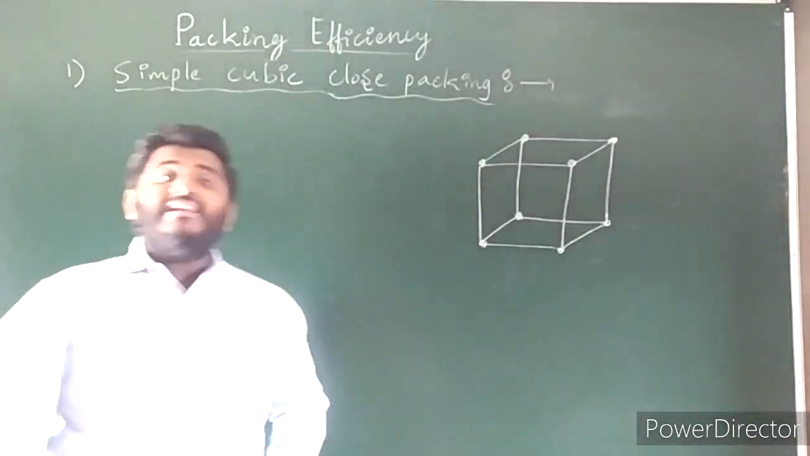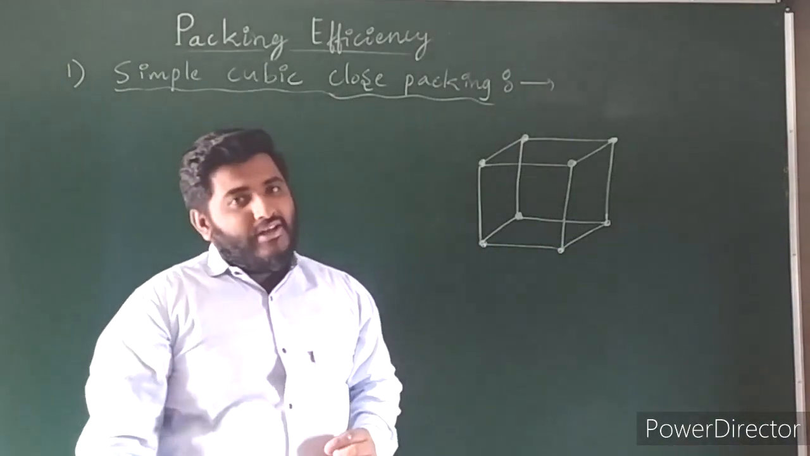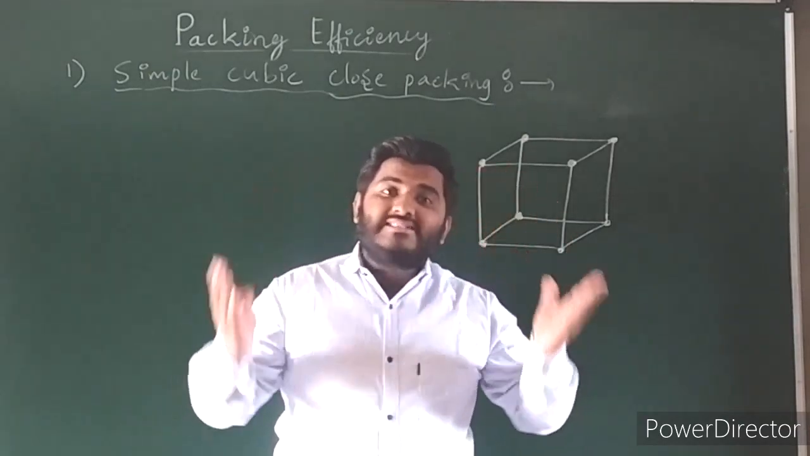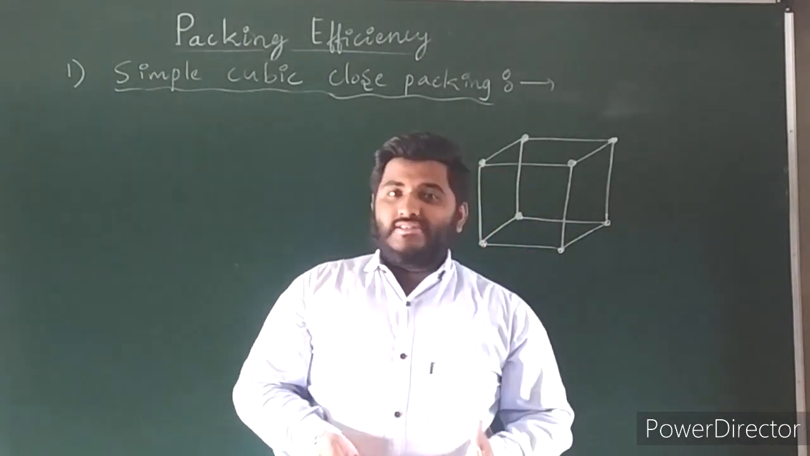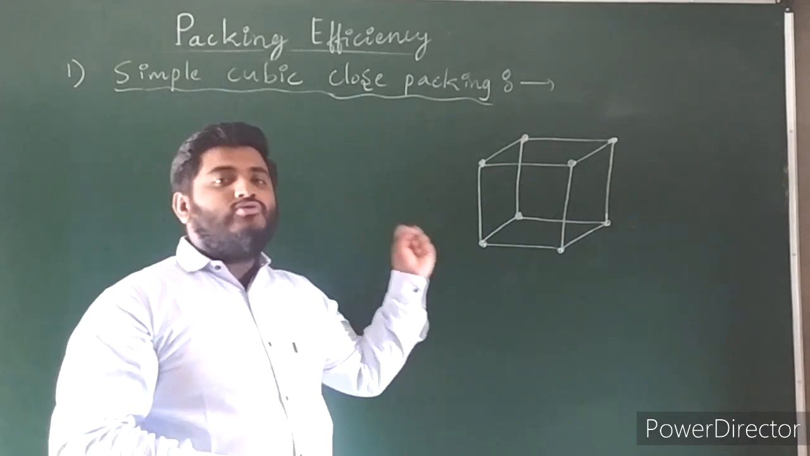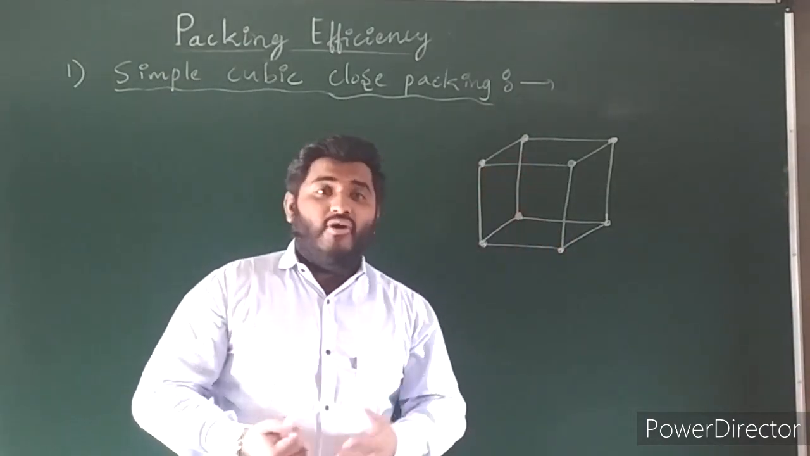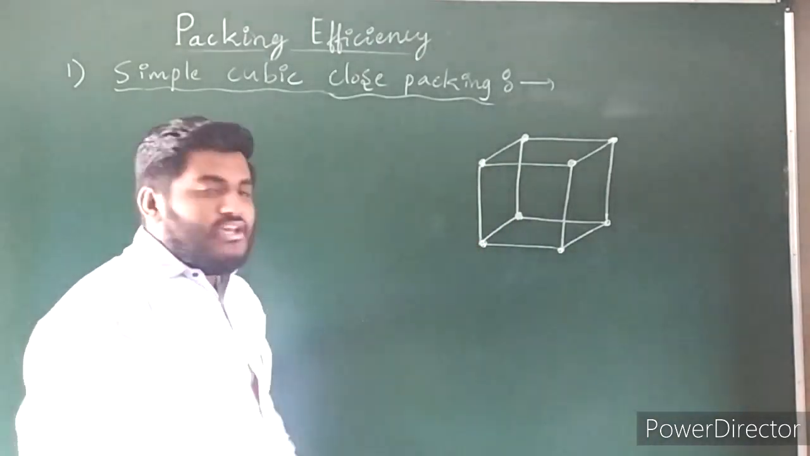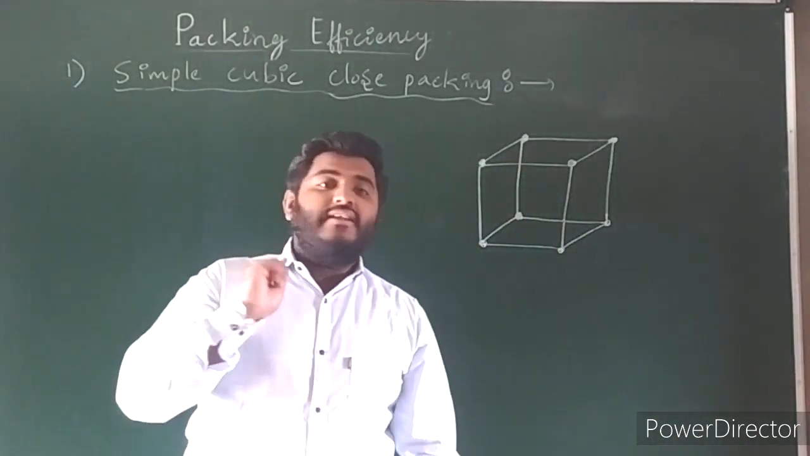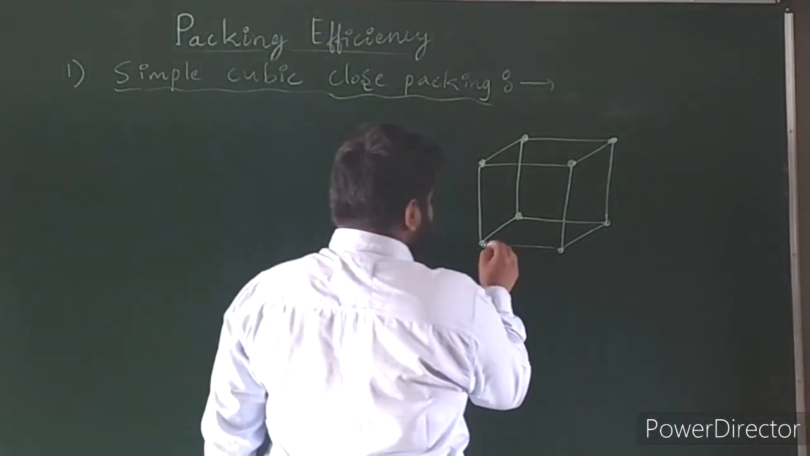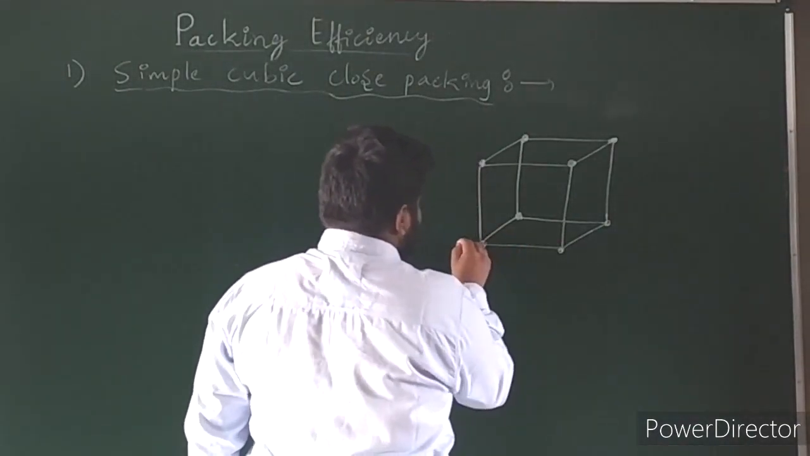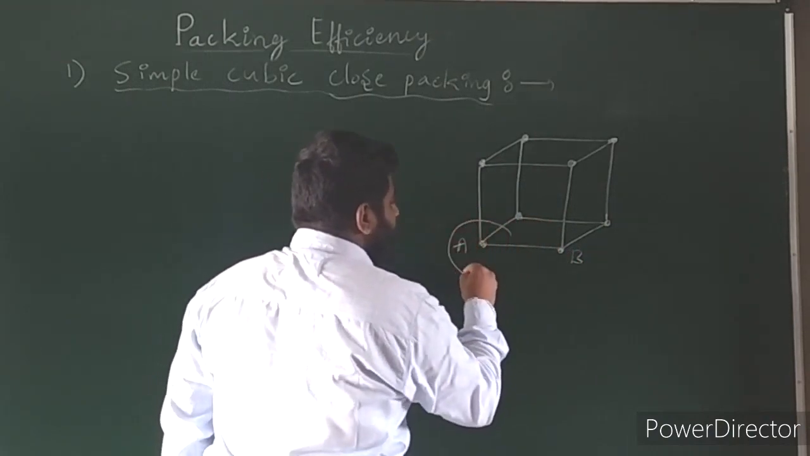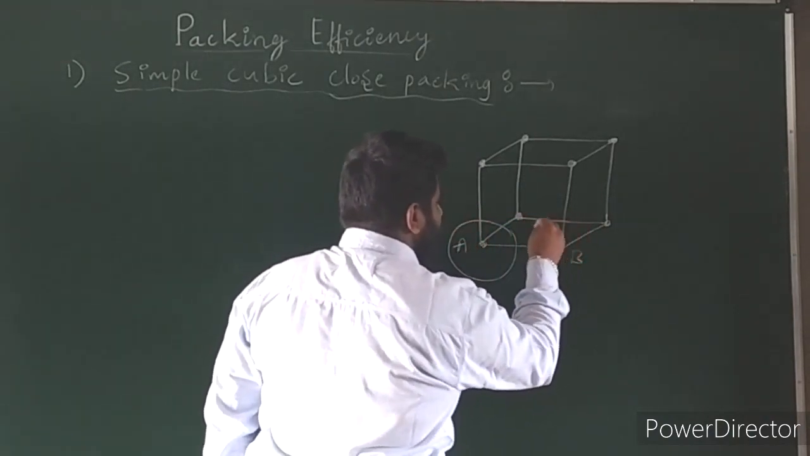In this case, what is the packing efficiency we have to calculate? Packing efficiency is the percentage of total space filled by the particles in a crystal lattice. So how many particles are filled in this unit cell, that we have to calculate. Remember, in a simple cubic lattice, two spheres or two atoms are in contact with each other. See here, if you take this edge, let us say this is a, this is b. So two spheres are in contact with each other.